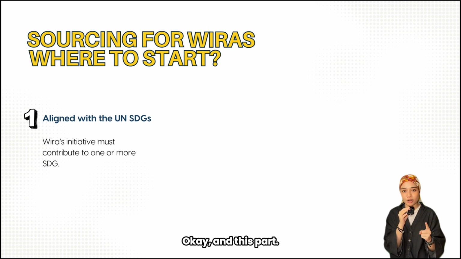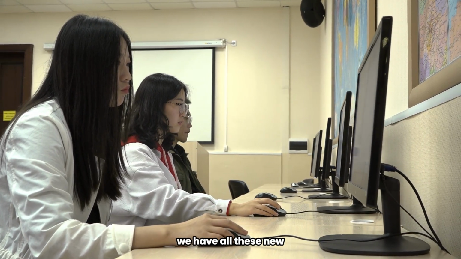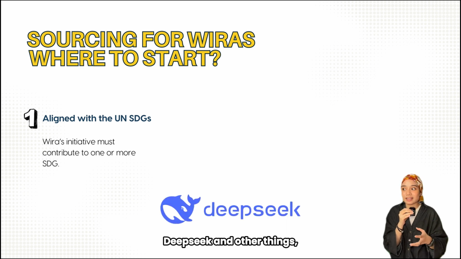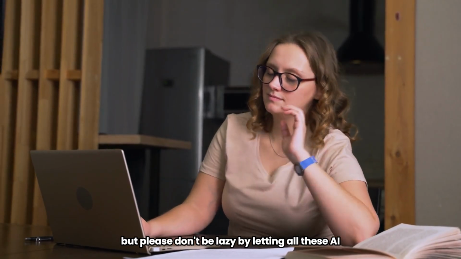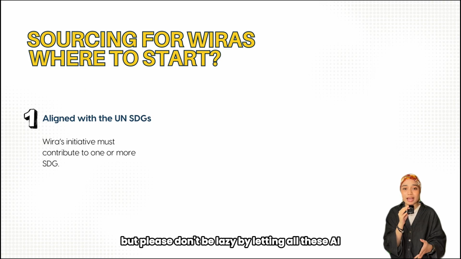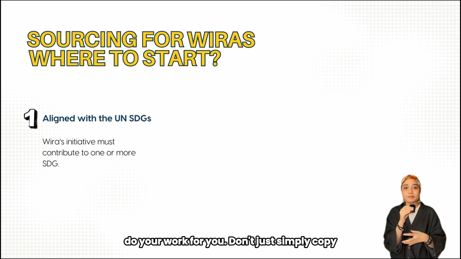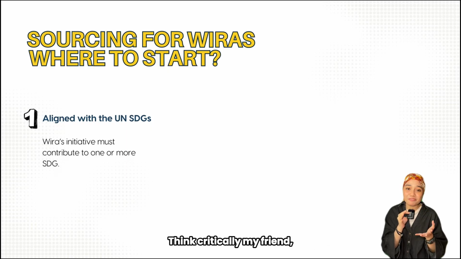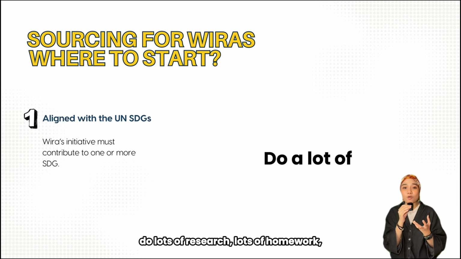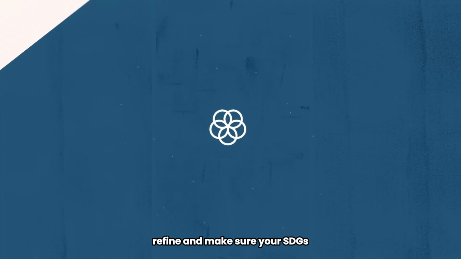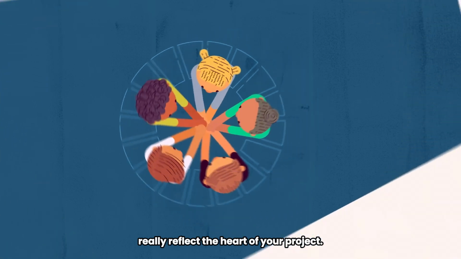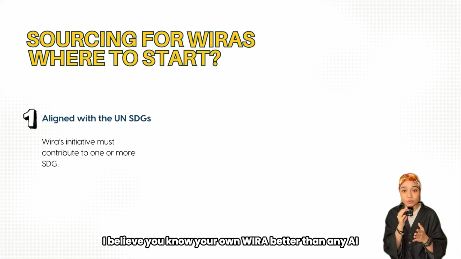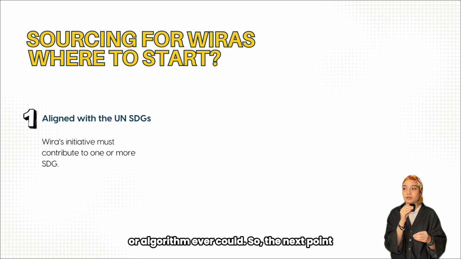And this part. I know that right now in this digital era, we have all these new best friends like ChatGPT, Copilot, DeepSeek, and other things. But please, don't be lazy by letting all these AI do your work for you. Don't just simply copy-paste whatever they listed down for you, okay? Think critically, my friend. Do lots of research, lots of homework, refine, and make sure your SDG really reflects the heart of your project. Because after all, I believe you know your own Wira better than any AI or algorithm ever could.